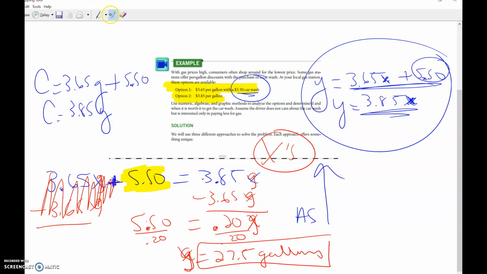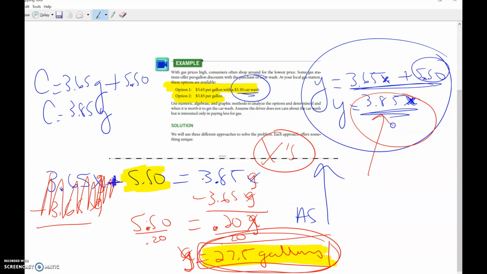So at 27.5 gallons, it does not matter which route I take. I can do either, it won't matter. Now, what if I do less? This is how many gallons the car wash is basically a wash. So if I have fewer gallons, I'm going to want to do this guy and just pay more per gallon. But if I do more than 27.5 gallons, then suddenly the car wash is free and I'm benefiting from the cheaper gas. So the break-even point is where it doesn't matter, where one is equal to the other.